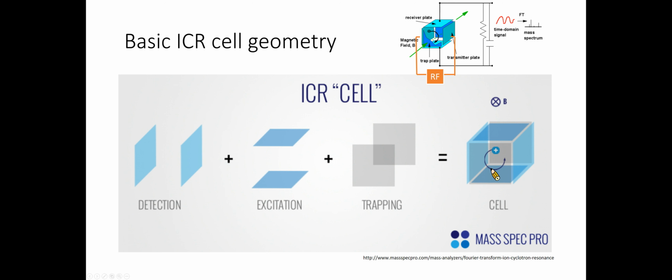The ICR cell comprises three pairs of electrodes. The first pair is used to perform image current detection, and the second pair is used to perform resonance excitation. These first two pairs of electrodes are parallel with the magnetic field. The third pair is perpendicular to the magnetic field and is simply used to trap the ions in these axes with a small DC field.